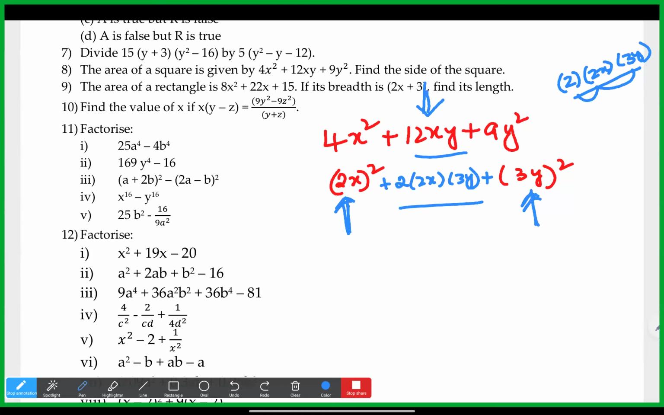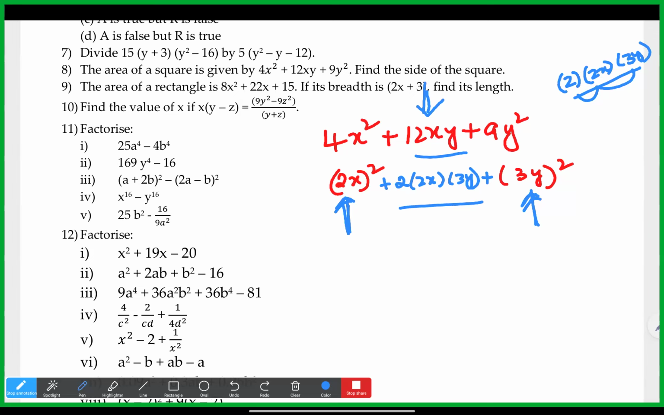So Maisha, do you have any doubt in this? So Maisha? Sir, so what's the next step?